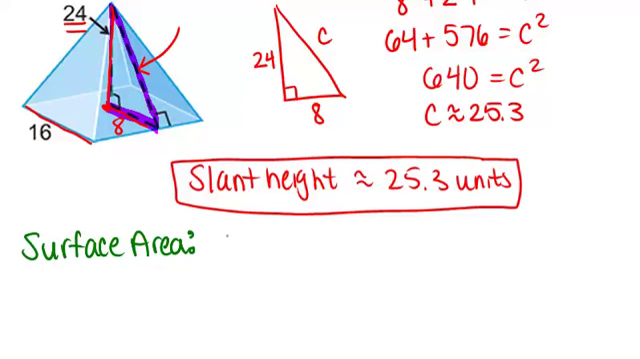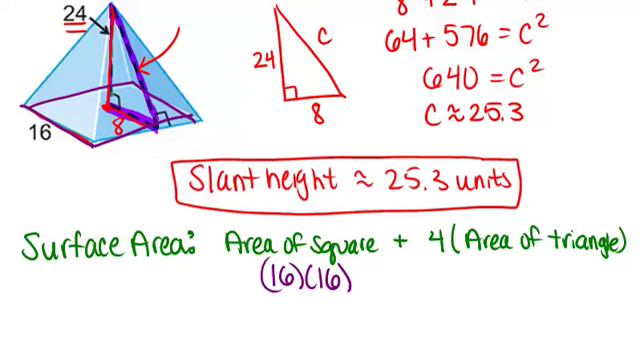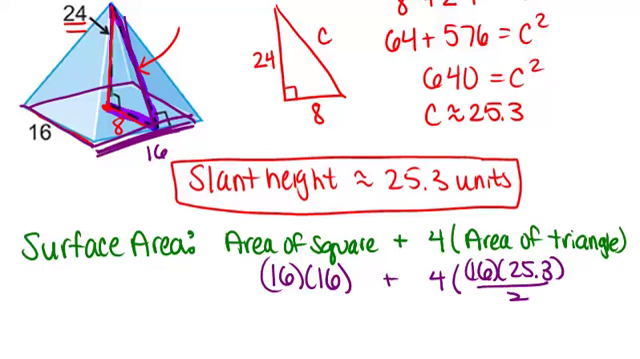We want the area of the square, and then we'll need to do 4 times the area of the triangle because there are 4 triangles. So the square, right on the bottom, has dimensions 16 by 16. So the area of the square will be 16 times 16. For the triangle, we know that its base, so this side right here, is 16, and its height is what we just figured out, the slant height. So since the area of any triangle is base times height divided by 2, that's what we'll have to do here. 16 times 25.3 and then divided by 2.